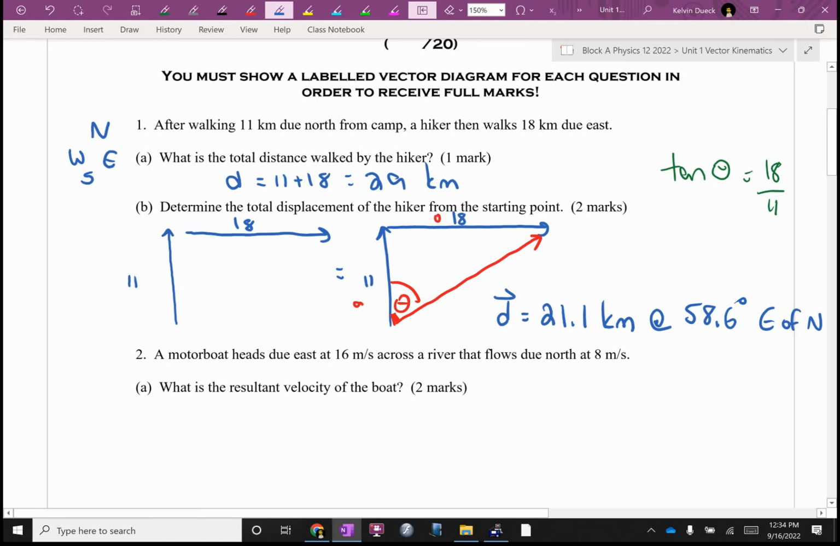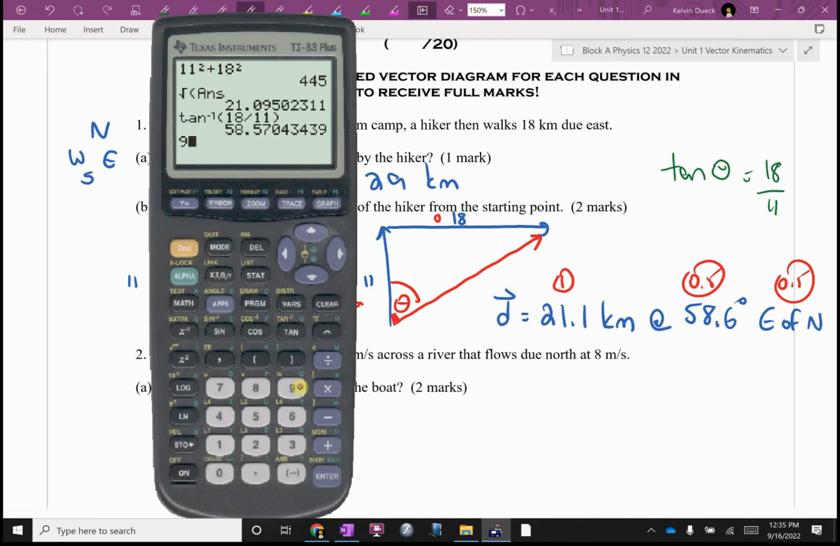The way I usually mark these, if it's 2 marks, I would give you 1 mark for the magnitude, a half mark for the theta, and a half mark for the what of what. You could also have answered 90 minus that. You could also have answered 31.4 degrees north of east. That would be if you drew the 18 first and then the 11. That's why we said there's always 2 answers for these, right?